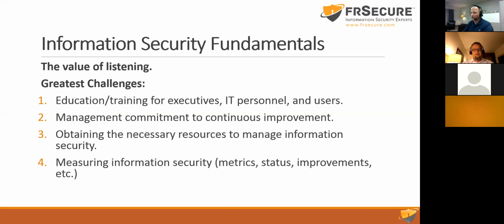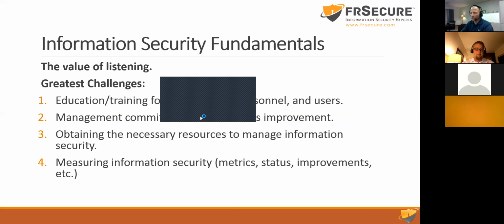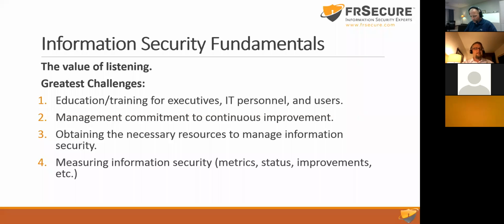Management commitment to continuous improvement. People like to look at security, and I get caught up in it too, and people who are here from FRSecure will probably relate to this. I have a tendency to get very transactional sometimes as opposed to relational. Transactional meaning I have an information security project. I start it, I complete it, I'm done. As opposed to I start it, I complete it, now what? We have to have continuous improvement in our information security. As soon as you stop continually improving, then you're not improving.